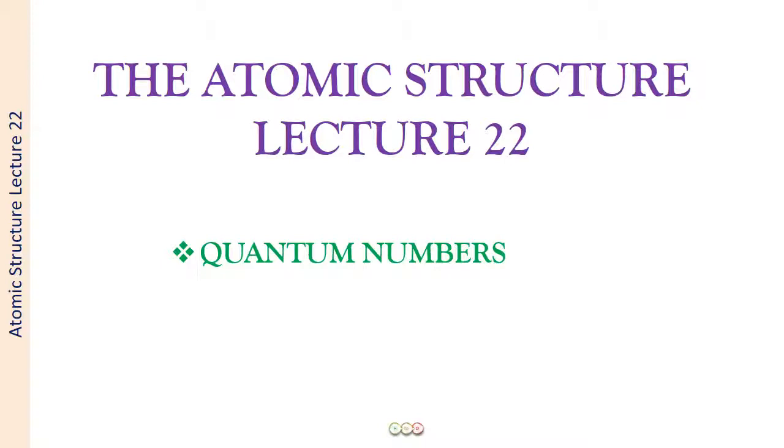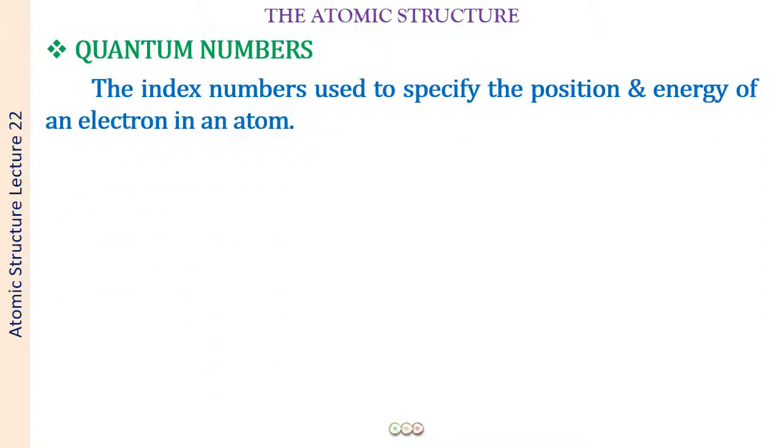What are quantum numbers? Well, in the simple sense, it would actually be the address of the electron. Just like a person is identified by his address, what place he is living at is given by the address. Similarly, the electron in an atom is completely known by specifying the quantum numbers. Quantum numbers are defined as the index numbers used to specify the position and energy of an electron in an atom.